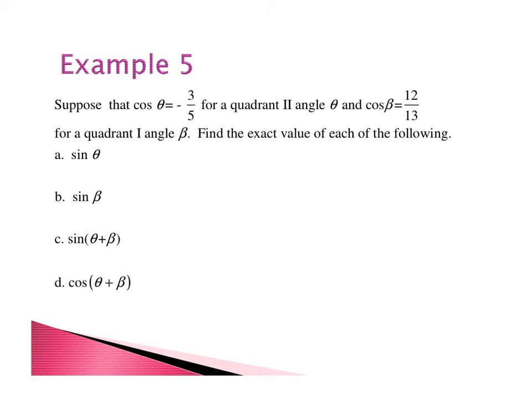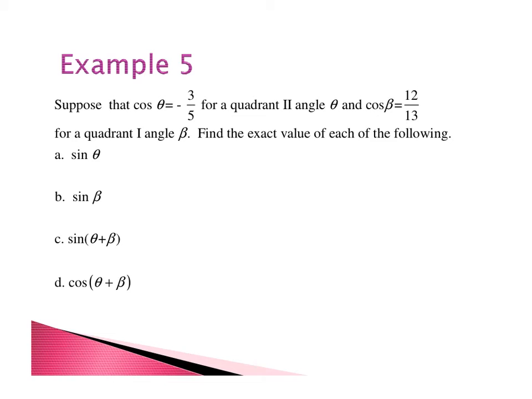All right, so now we've seen how to use it with a circle. The other way we've solved a lot of the problems in the last chapter and a half is with triangles, with something like this. So this says, suppose that cosine of theta equals negative 3/5 for a quadrant 2 angle theta, and cosine of beta, which is now a different angle, equals 12 over 13 for a quadrant 1 angle beta. Find the exact value of each of the following.